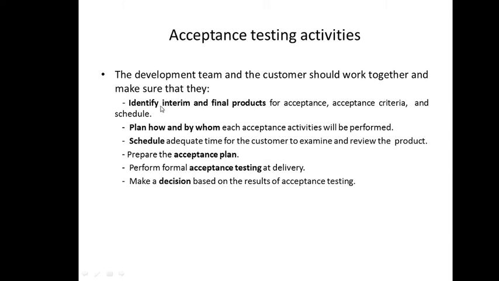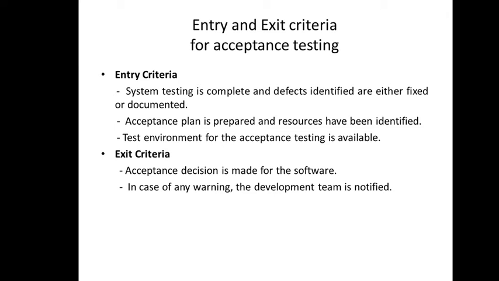So first of all, identify the interim and the final product, then plan it, right? Who is going to perform it? Prepare the schedule, prepare the acceptance plan, perform acceptance testing, and finally make the decision of accepting or rejecting it. So these are the activities which are carried out during acceptance testing. Now, what is the entry and exit criteria for acceptance testing?